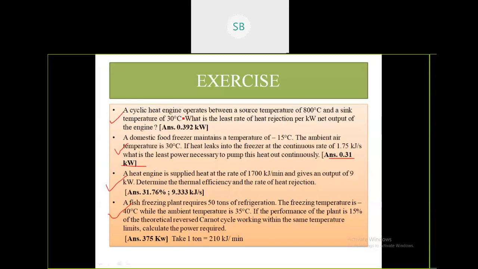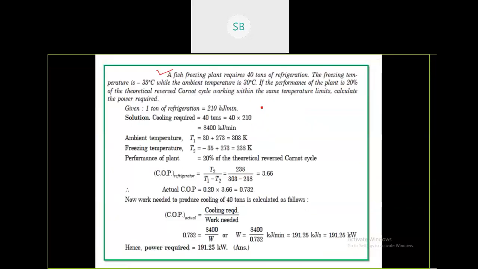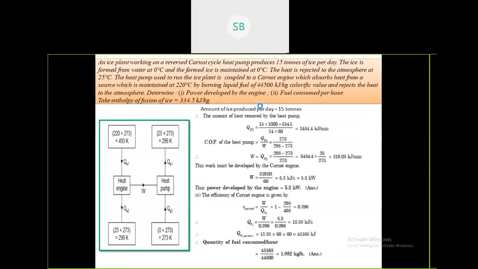Because some words are confusing, you have to analyze those questions. If you analyze them correctly, then you will get the answer correctly. Just follow and solve those equations. I will put solving videos of these questions or examples. I will share them by this evening, so it will be easy for you to solve the remaining exercise.